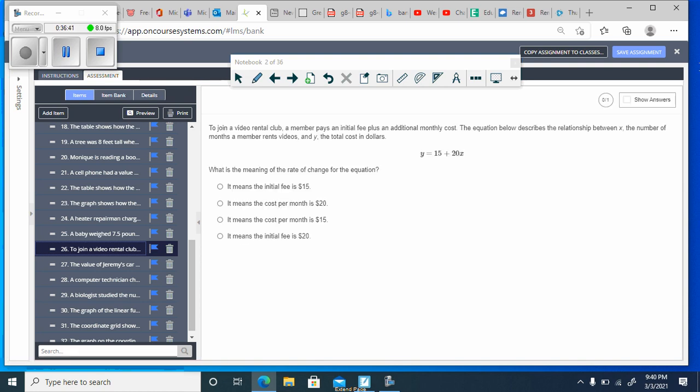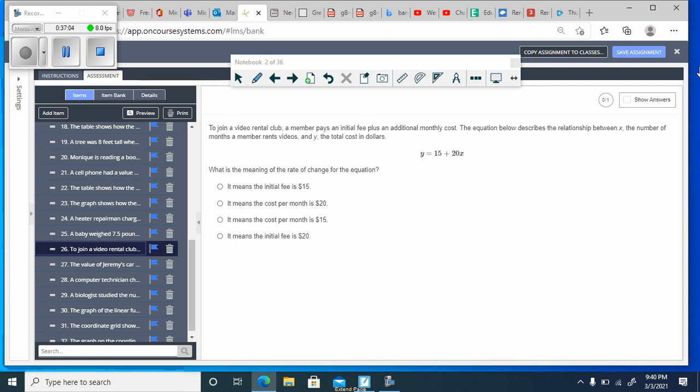To join a video rental club, a member pays an initial fee plus an additional monthly cost. The equation below describes the relationship between x, the number of months the member rents videos, and y, the total cost. What's the meaning of the rate of change? Well, the rate of change is always the m. It's in front of your variable. In this case, we would be talking about $20.